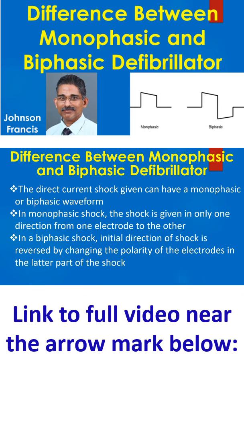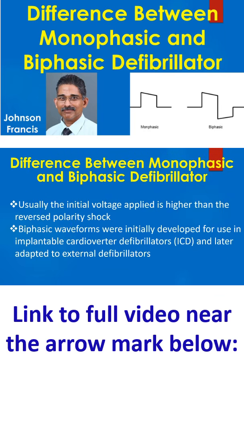The direct current shock given can have a monophasic or biphasic waveform. In monophasic shock, the shock is given in only one direction from one electrode to the other. In a biphasic shock, the initial direction of shock is reversed by changing the polarity of the electrodes in the latter part of the shock. Usually, the initial voltage applied is higher than the reverse polarity shock.